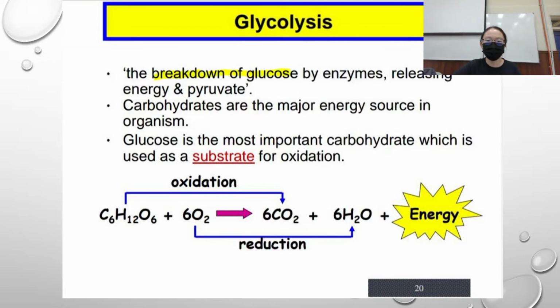So we know that glucose is the most important carbohydrate which is used as the substrate for oxidation. So what is the use of oxidation? It is because this is cellular respiration, which can provide us enough energy to conduct our daily life. So this is glucose, C6H12O6, and it undergoes oxidation and releases energy in the form of ATP. Okay, so this is glycolysis. Glycolysis is about the breakdown of glucose and the products are energy and also pyruvate.